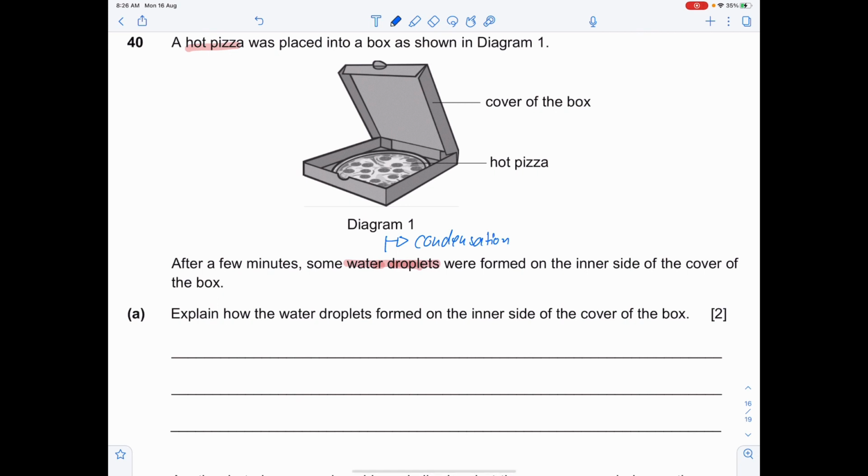The warm water vapor from the box is able to escape from the hole. So less water vapor condenses. Alright, so the idea is to reduce condensation.